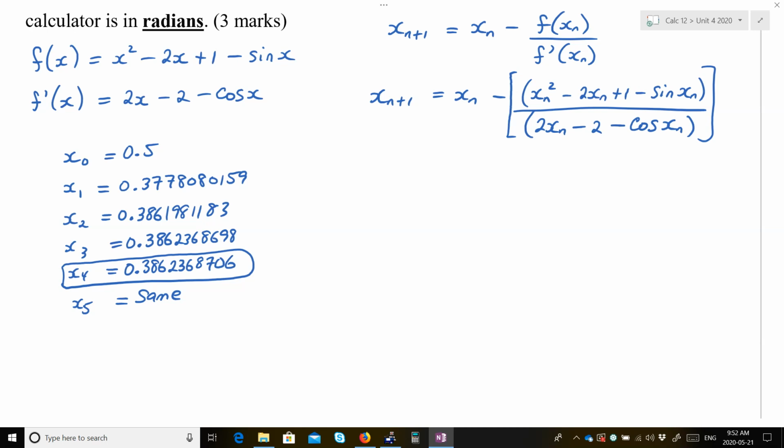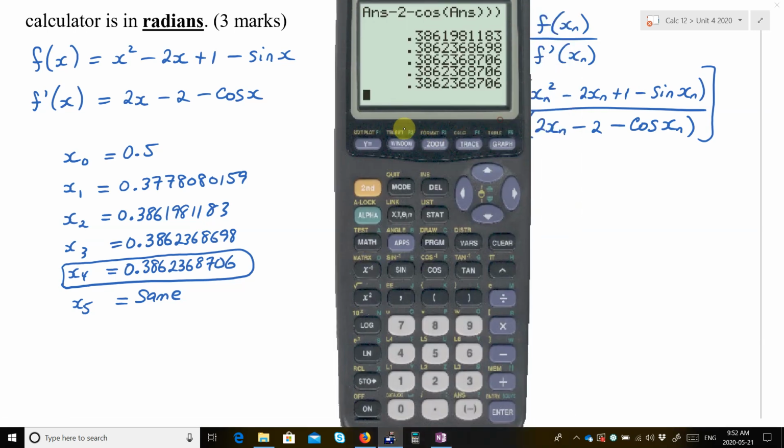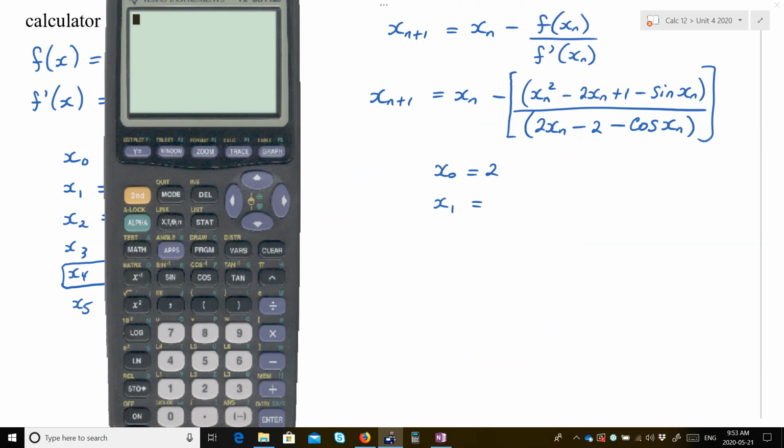Okay, we said there are 2 answers to find. To find the second one, start with your first guess as x0 equals 2. Okay, so for x0 equals 2, I'm going to start again, and I'm going to put 2 in for xn. So it's got to be 2 minus main brackets for the whole fraction, bracket for the top, and then I'm going to go 2 squared minus 2 times 2 plus 1 minus sine of 2.